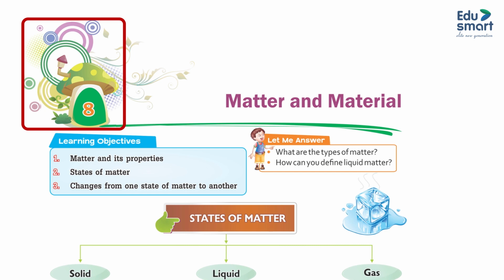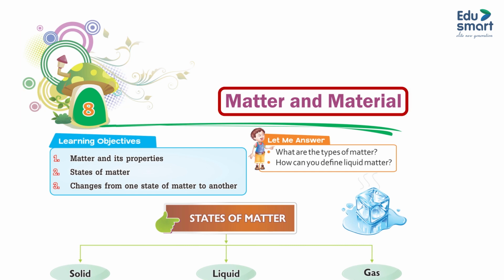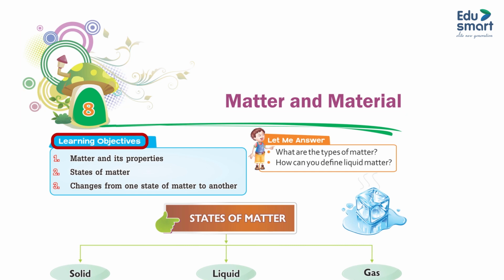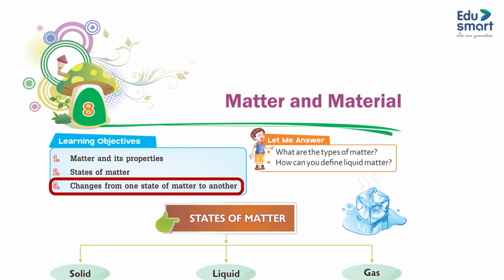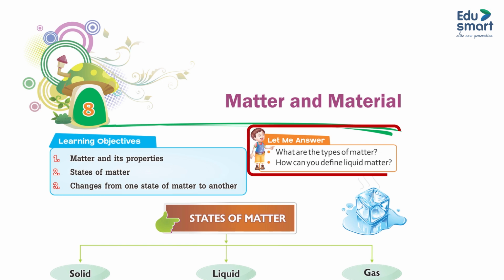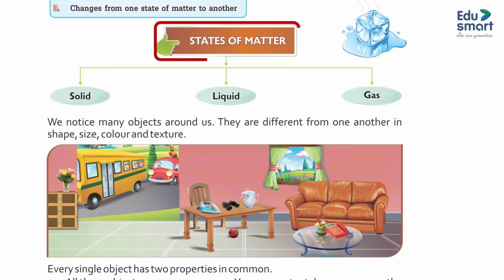Chapter 8: Matter and Material. Learning objectives: 1. Matter and its properties. 2. States of matter. 3. Changes from one state of matter to another. Let me answer: What are the types of matter? How can you define liquid matter? States of matter: solid, liquid, gas.